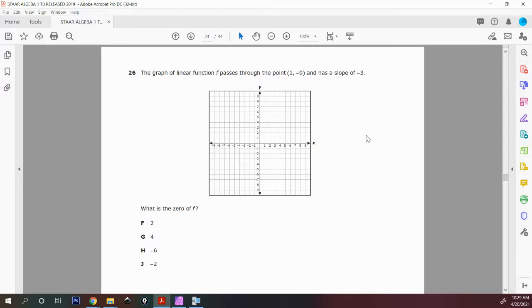All right, the graph of a linear function passes through the point 1, negative 9. So I'm going to put a dot. It has a slope of negative 3. So 1, 2, 3 over 1. All right, 0 is going to be where it crosses the x-axis. So what I'm going to do is continue this. 1, 2, 3 over 1. 1, 2, 3 over 1. So negative 2 is where we cross the x-axis.